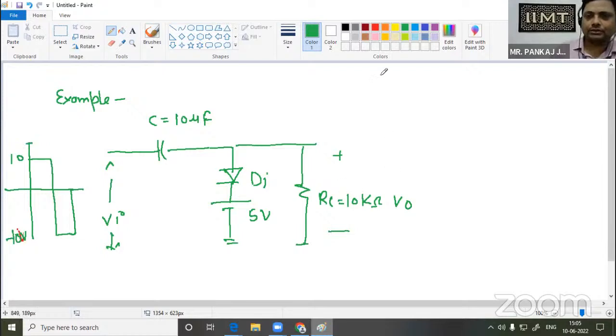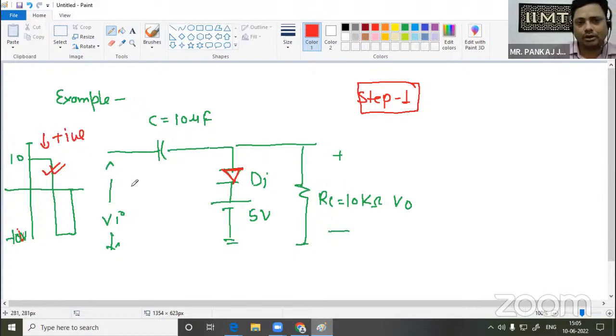In step 1, which is the most important stage, we will first solve the half cycle in which the diode is going to be forward biased. Suppose this is the P-type terminal of the diode, so we first solve the positive half cycle, and then we will solve the negative half cycle.